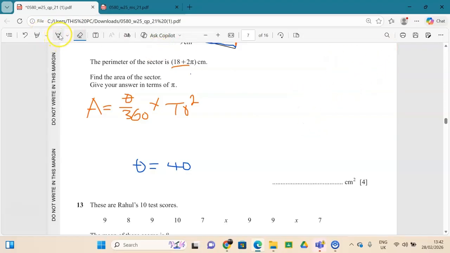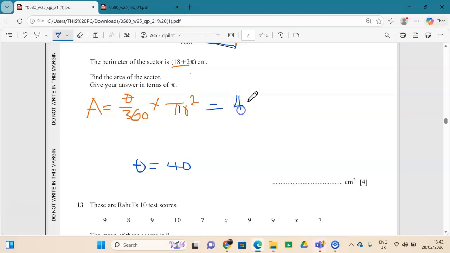All right. So now we can go back to our formula. Remember that this is actually what? That area is equal to theta over 2 times pi r squared. Now we know our theta to be 40. So I'm going to replace this theta with 40. And I'm just going to write 40 over 360 times pi r squared. Our pi is still just as pi. Our r is 9 square, meaning 9 times 9.